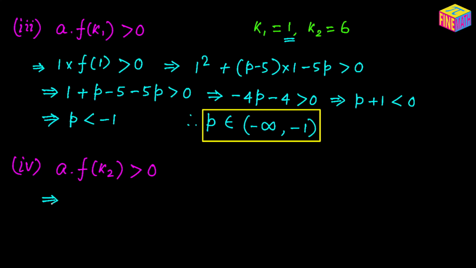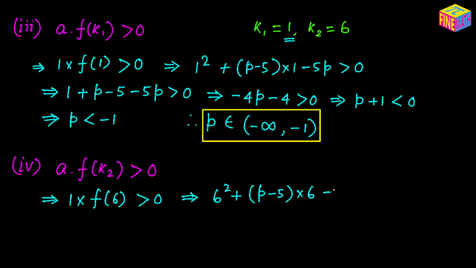So from here we can say, well, leading coefficient is 1 in our example. So we can say 1 times f of, what is k sub 2? Well, k sub 2 is actually 6. So 1 times f of 6 would be greater than 0. Now let's try to evaluate f of 6. Well, f of 6 would be 6 squared plus p minus 5 times 6 and minus 5 times p. That has to be greater than 0.